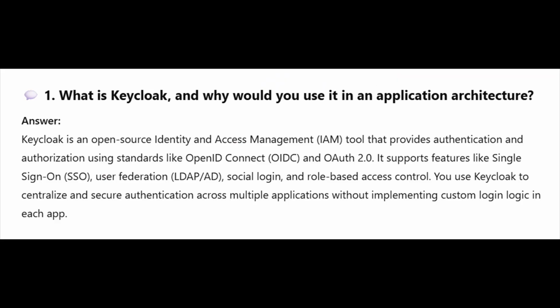What is Keycloak and why would you use it in an application architecture? Answer. Keycloak is an open-source identity and access management (IAM) tool that provides authentication and authorization using standards like OpenID Connect, OIDC, and OAuth 2.0. It supports features like single sign-on, SSO, user federation, LDAP/AD, social login, and role-based access control. You use Keycloak to centralize and secure authentication across multiple applications without implementing custom login logic in each app.